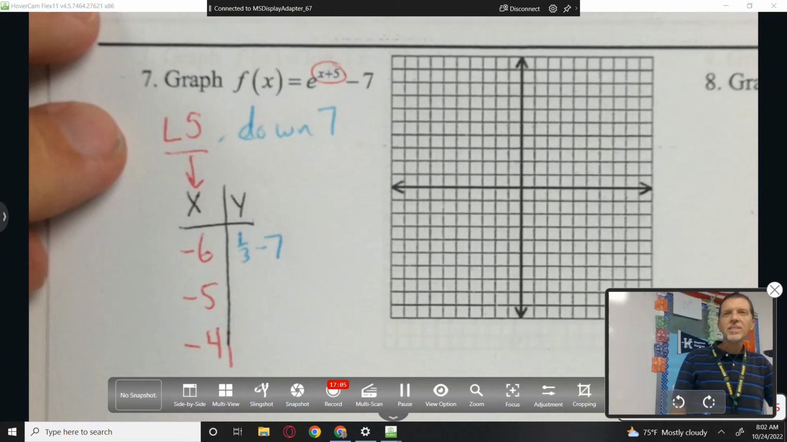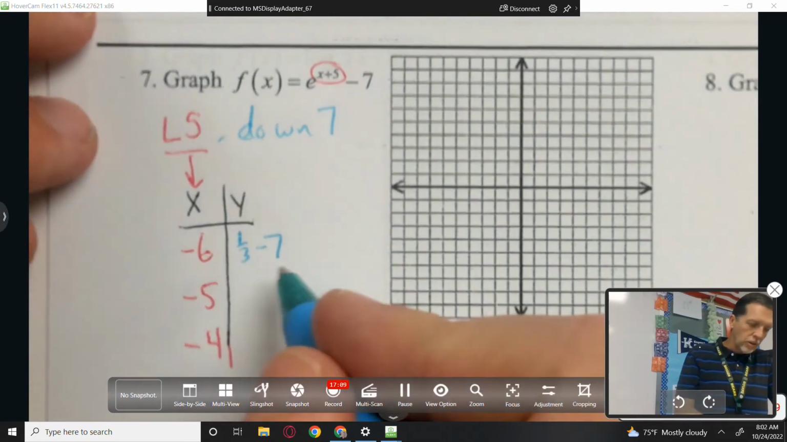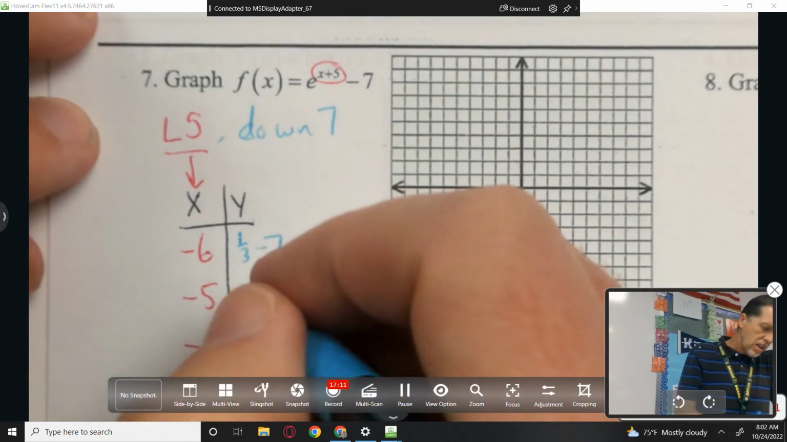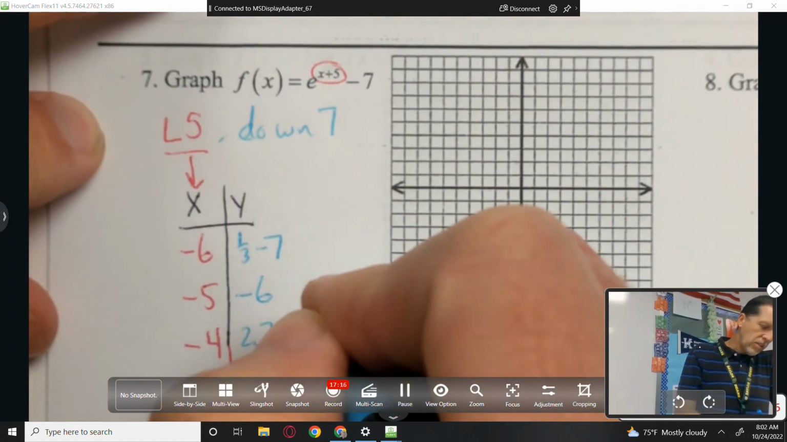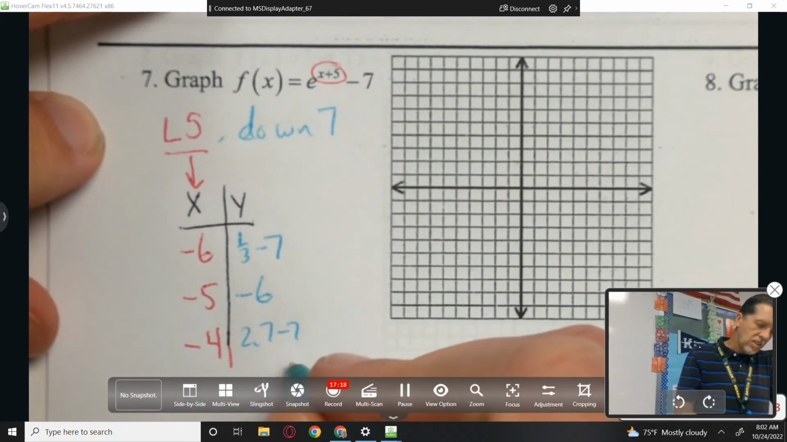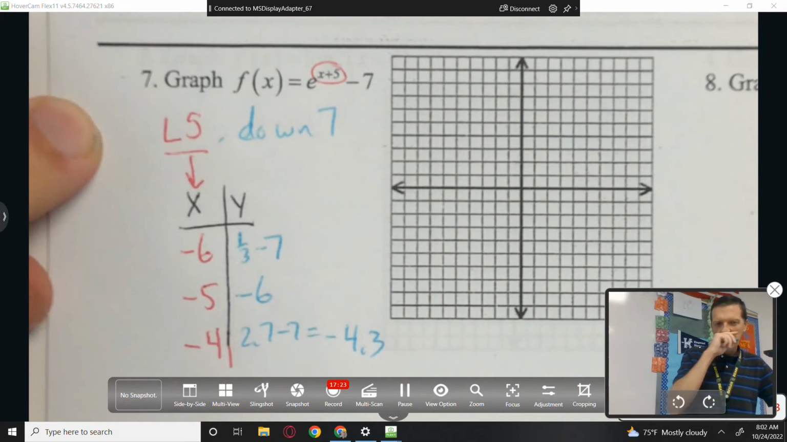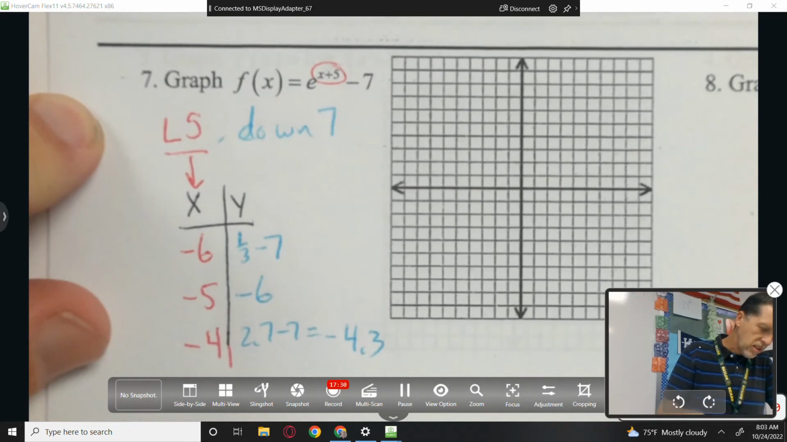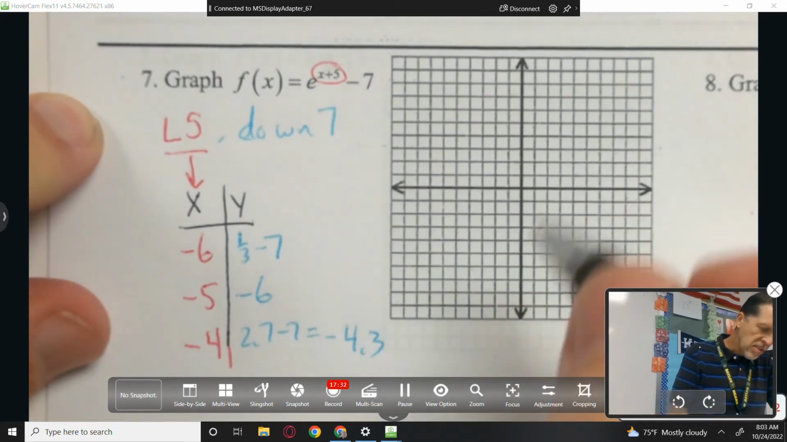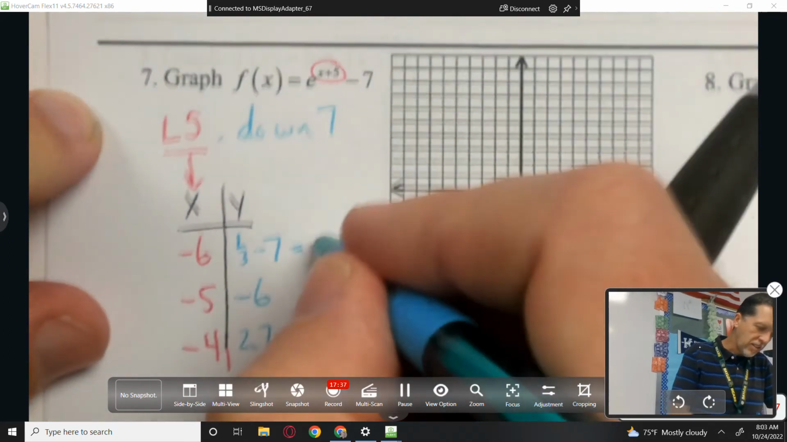Again, 1/3 minus 7. You can either start at 1/3 and count down 7, or you can do the fraction work there. 1 minus 7 is negative 6. 2.7 minus 7 is negative 4.3. Or you could do the same thing: start at 2.7 and count down 7 spots. But with 2 transformations on there, that's kind of tricky.